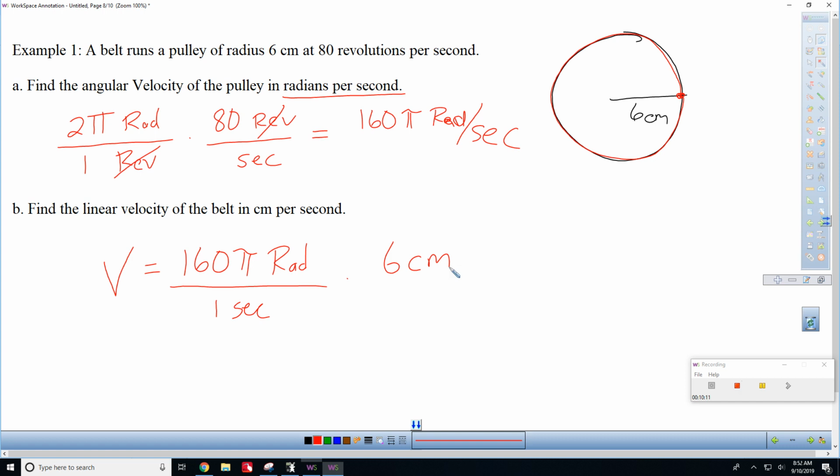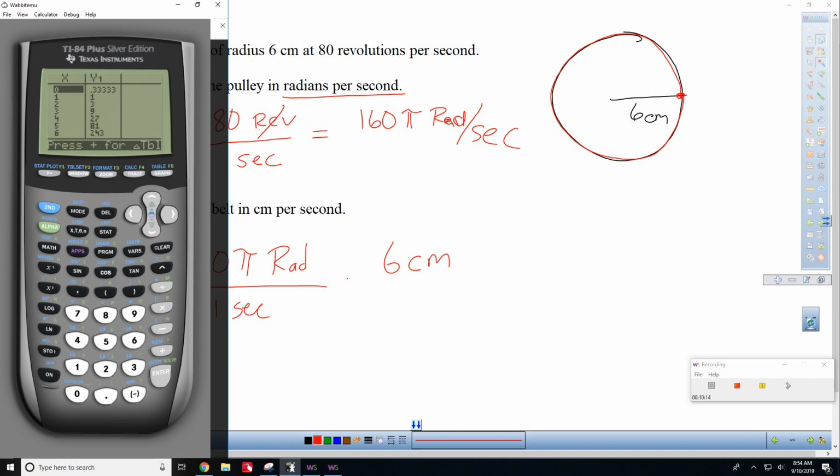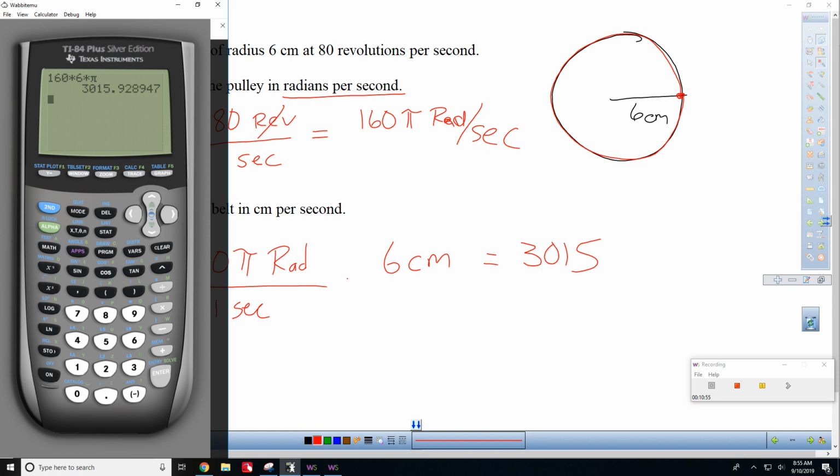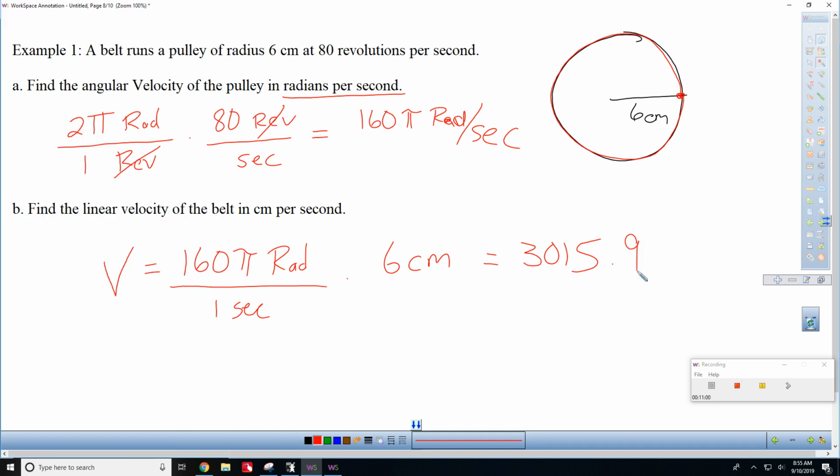Okay? And when you do 160 times 6 times pi. Let's not put pi in our answer if we're talking about a velocity, because we want to get a good idea how fast this thing is moving. And you get 3015.9 centimeters per second.